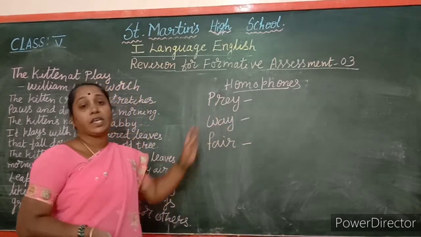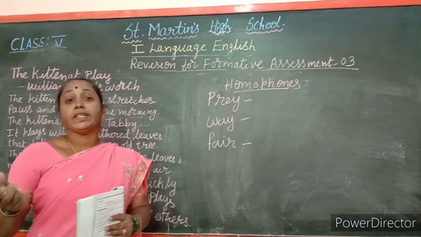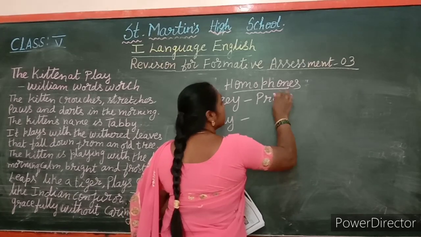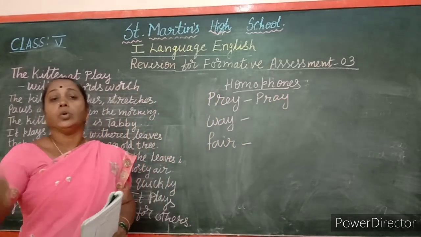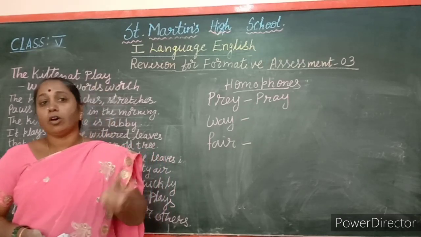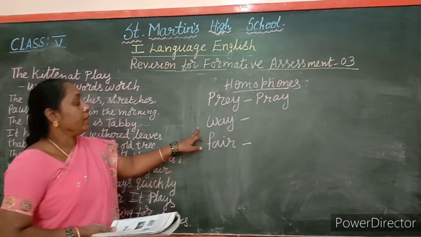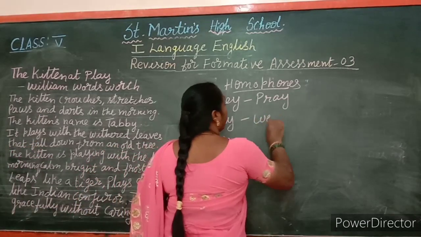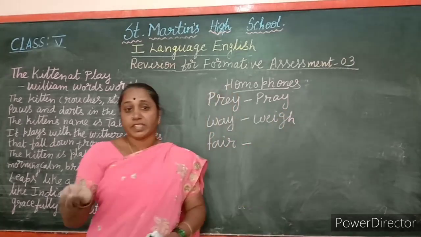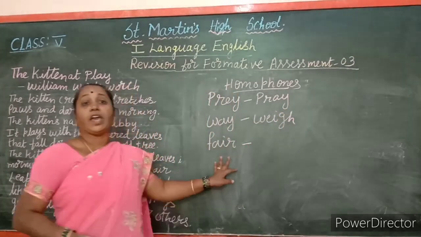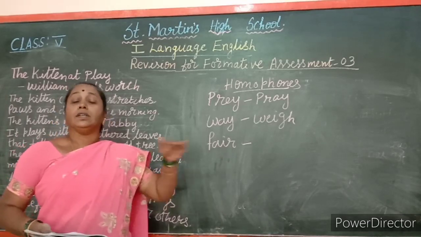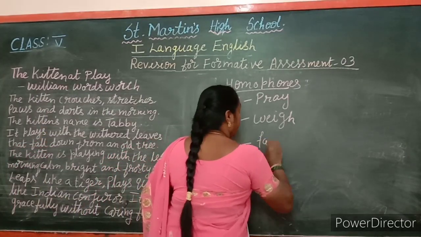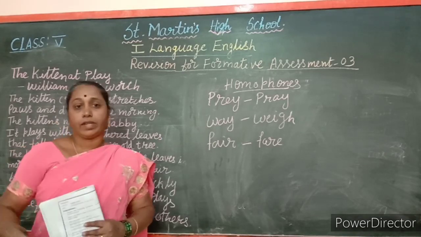For example, P-R-E-Y, prey. It is the animal that is hunted for food. And then P-R-A-Y, pray. It is praising the Lord. The prayer you do. That means you praise the Lord by a prayer. And then way. W-A-Y, way is the direction. W-E-I-G-H, weigh. It is the weight of a substance. And then fair, F-A-I-R, fair. It means fair, good, or else a procession. Here, F-A-R-E, fare. It means the cost for traveling.